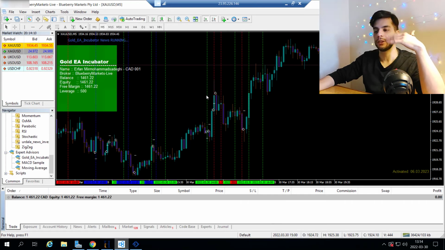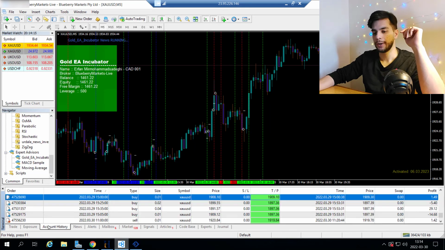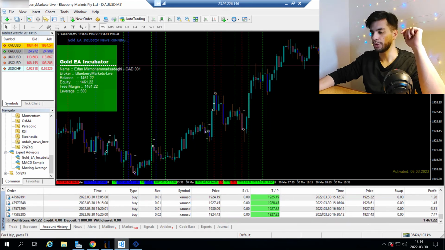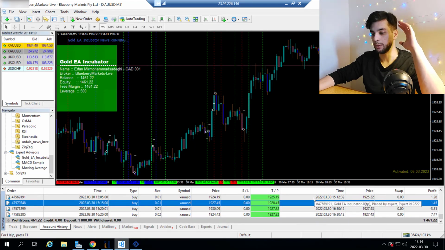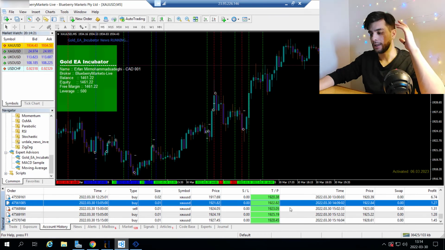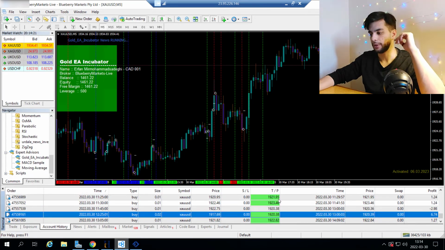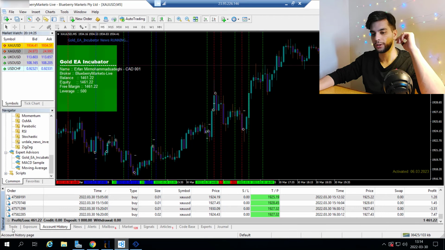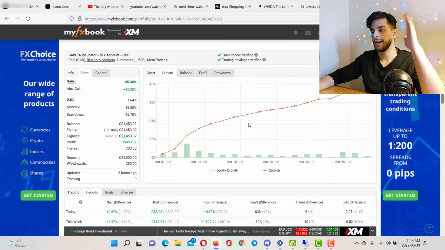We actually updated our indicator, that's why you can see all these colorful vertical lines, and the account history shows you all the trades that were taken during London session the past 24 hours. So in total we are up $461 Canadian, and that's how it goes.